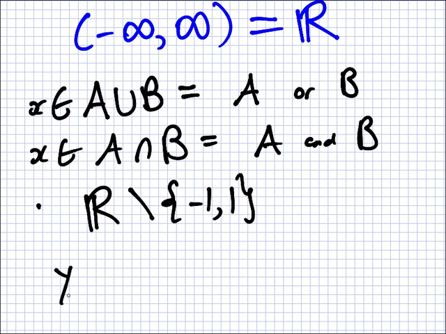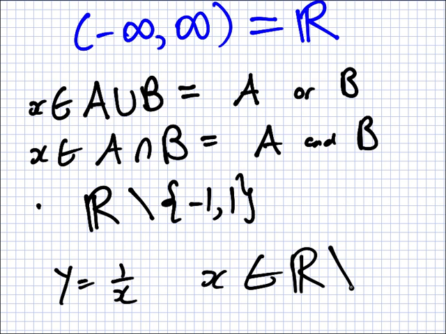So, you know, if you said something like y equals 1 over x, you would have to say x could be any real number except x can't be 0.